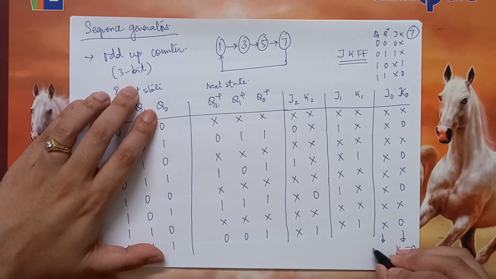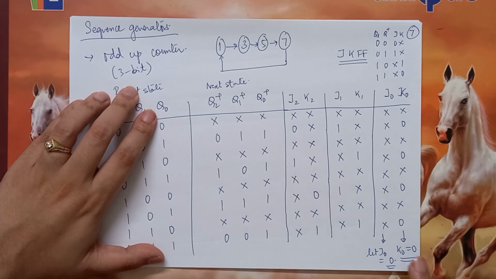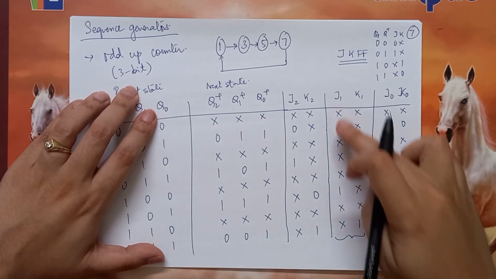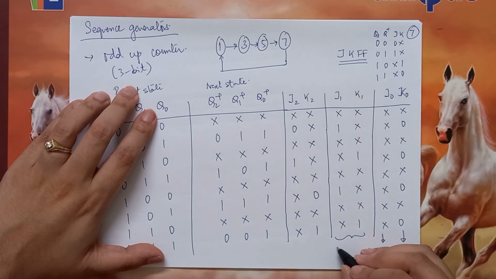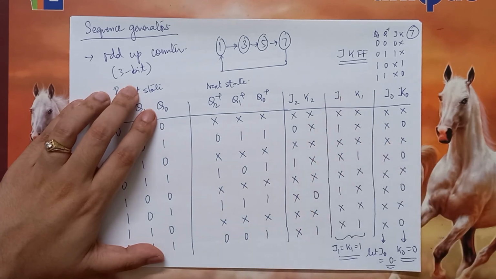So therefore, let J0 be equal to 0. Let's keep it the same as K0. In both these cases, you can see J1 and K1 are both 1. So J1 equals K1 equals 1. For J2 and K2, you will need to construct the K-maps.